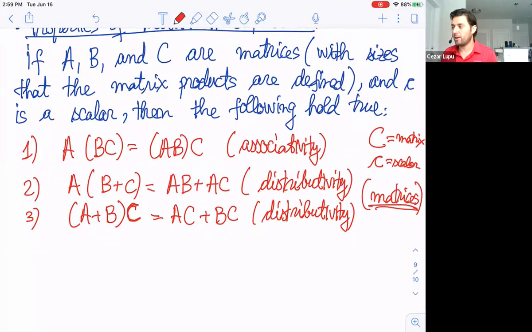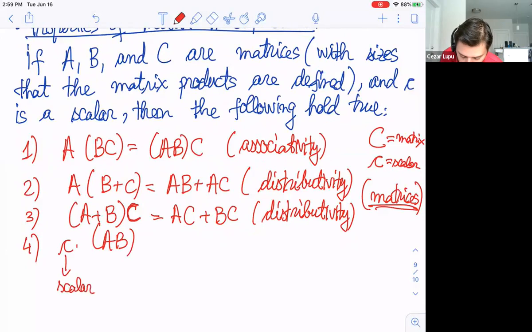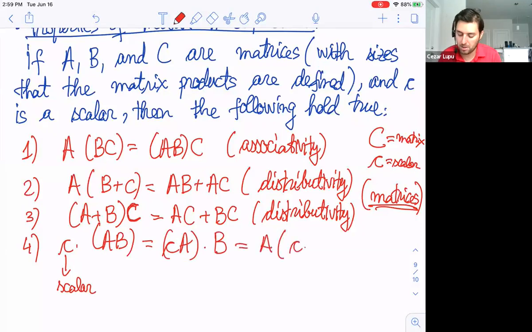And now the fourth one, which involves the scalar, so it will have c times AB, where c is a scalar. This is nothing else than just cA times B. I multiply the first matrix and then I multiply by the second matrix. Or, if you want, this will be nothing else than A times cB. It doesn't matter. So these are the properties of matrix multiplication.